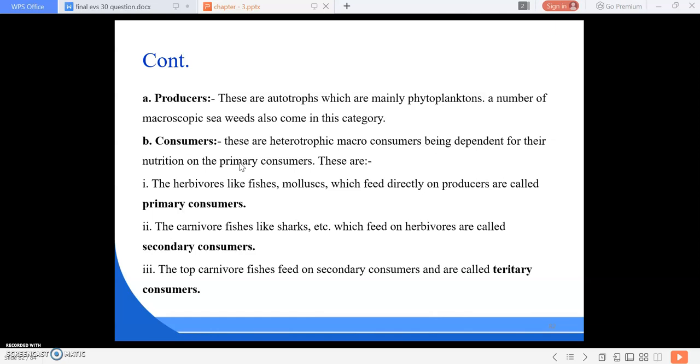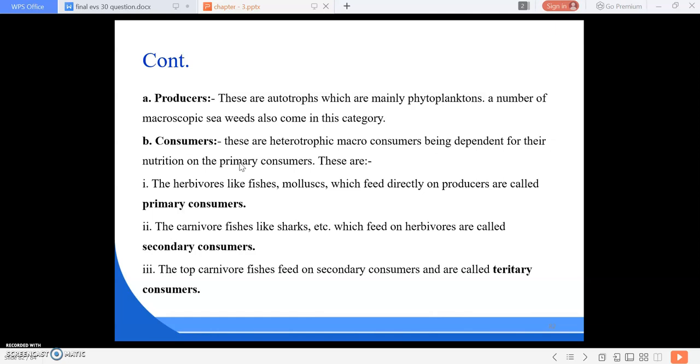And the tertiary consumers, the top carnivorous fishes like cod, haddock, halibut, that feed on secondary consumers, are called tertiary consumers. And the next one is the decomposer. The microbes active in the decay of dead organic matter are chiefly bacteria and some fungi. So these are our decomposers of the marine ecosystems.